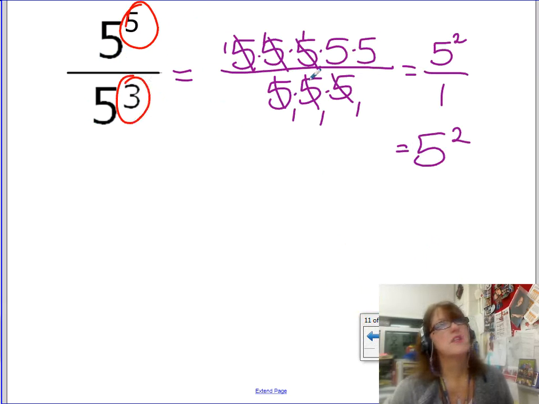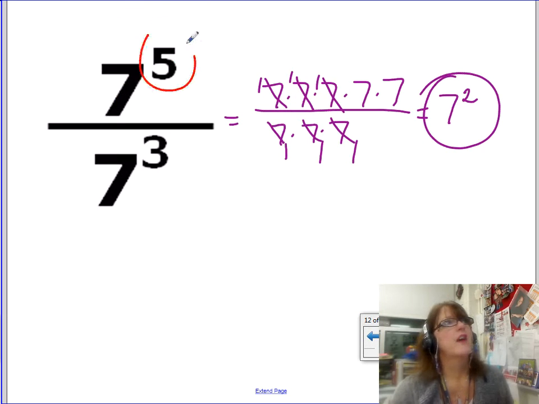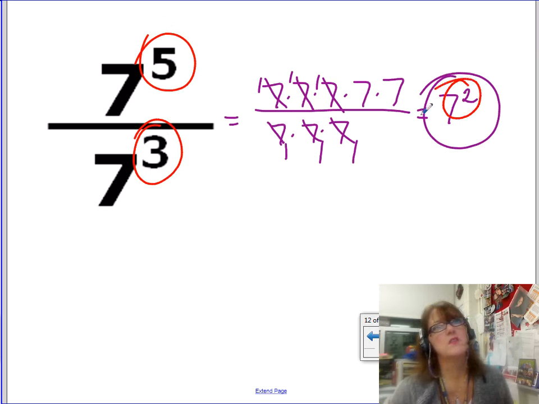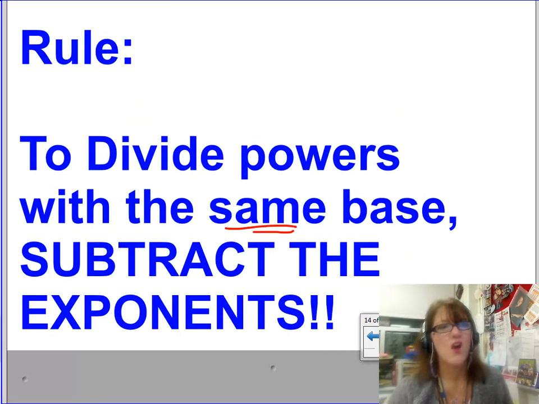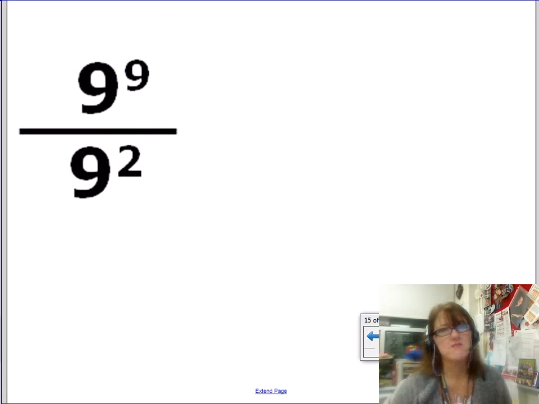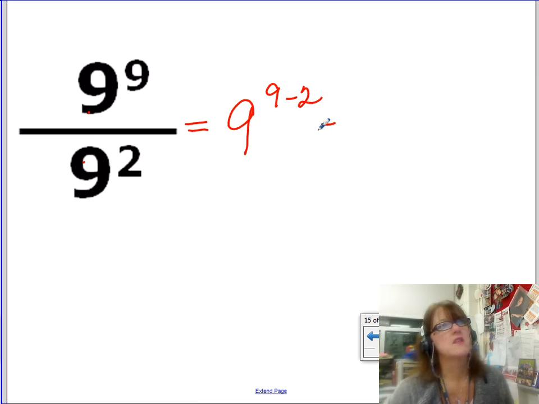Go back and look here at our examples. 5 minus 3 is 2. 10 minus 9 is 1. Ta-da! Oh, my stars. Is it really this easy? Yes. When in doubt, you can always expand it out and divide, and you'll see what's left. But once you've done some and you start getting comfortable with the rule, you're saying, hey, I've got the same base. This would be 9 minus 2 power, or 9 to the 7th.